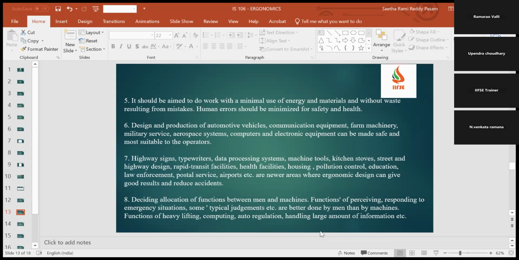Then design and production of automotive vehicles, communication equipment, farm machinery, military services, aerospace systems, computers, and electronic equipment can be made safe and also most suitable to the operators. So ergonomics is used in these sectors to make equipment, tools or screens more convenient to the operators. If you see, previously the mobile phones were very small, nowadays we are having very big mobiles.